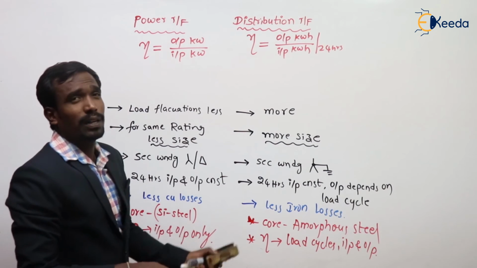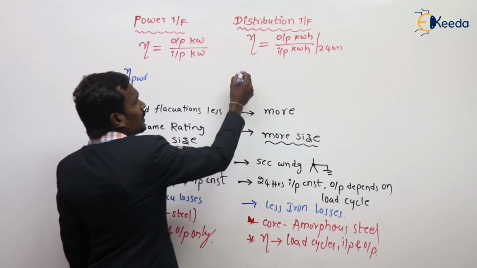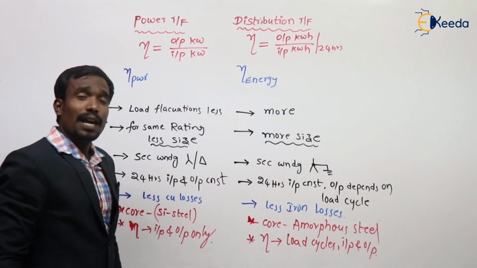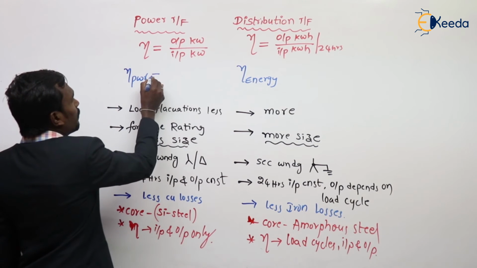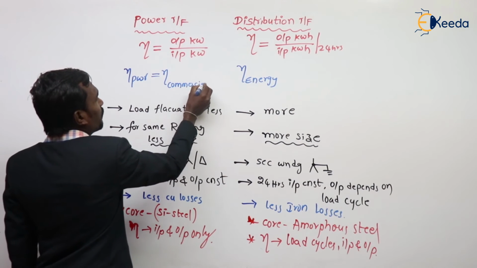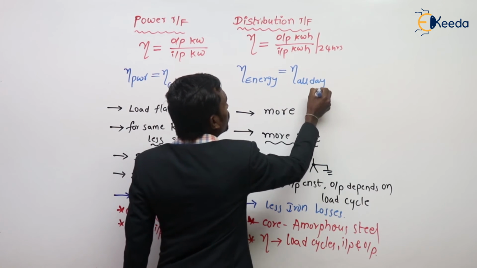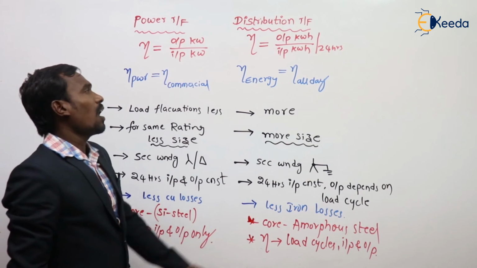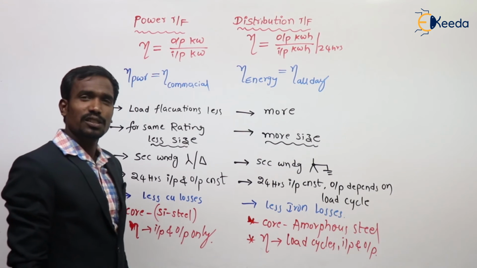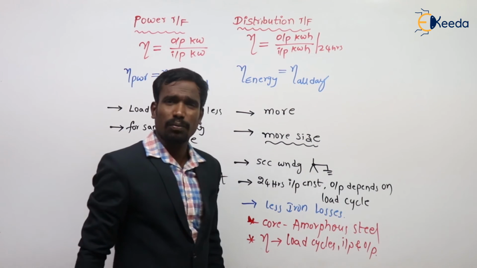Here the power transformer efficiency is called power efficiency, or commercial efficiency. But the distribution transformer efficiency is called energy efficiency, or all day efficiency. This is about the power transformer and distribution transformer.